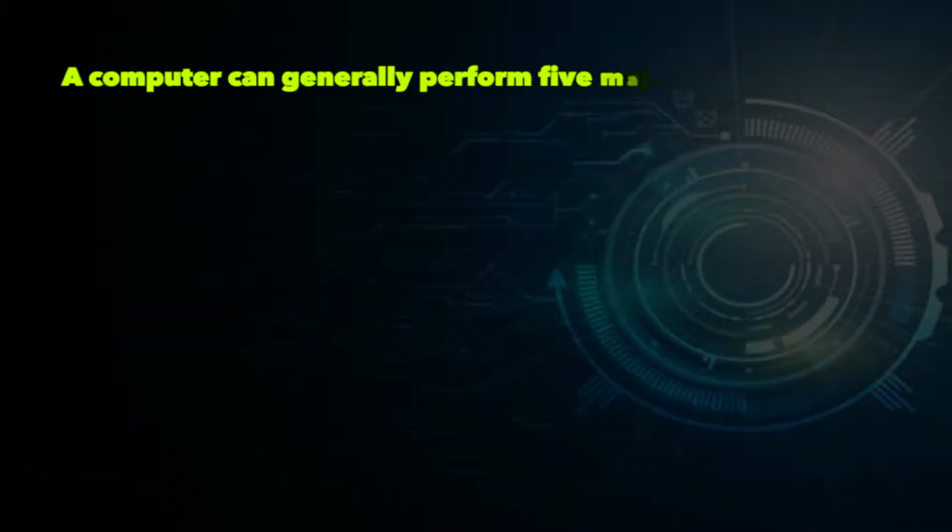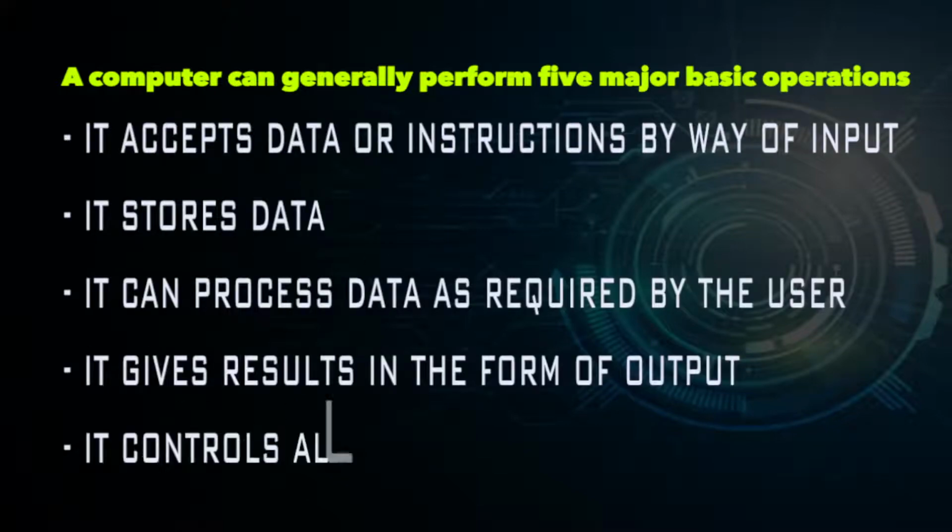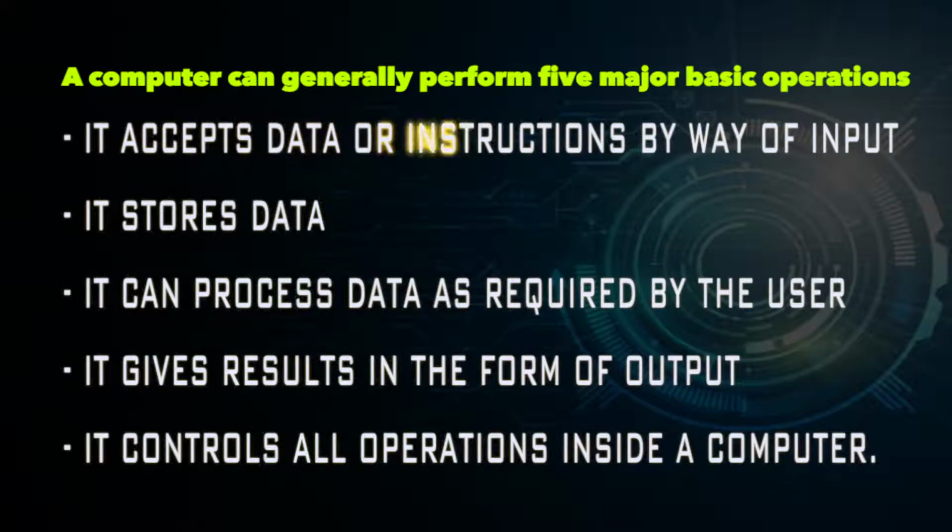A computer can generally perform 5 major basic operations or functions irrespective of their size and make. They are: it accepts data or instructions by way of input, it stores data, it can process data as required by the user, it gives results in the form of output, and it controls all operations inside a computer.